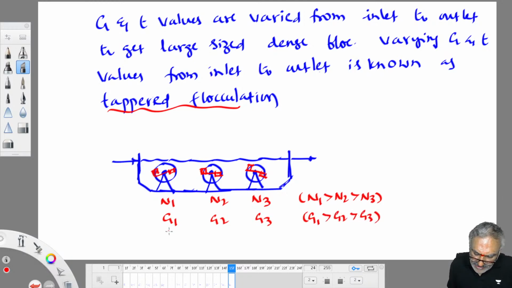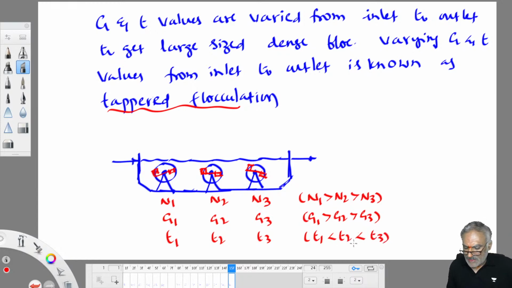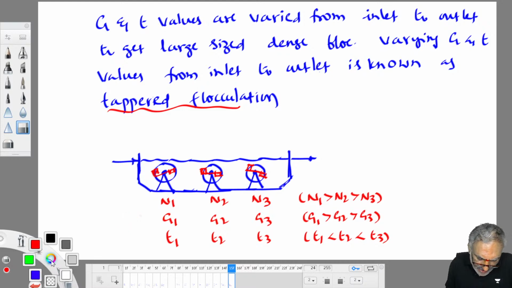So where G value increases, T value has to decrease to balance it. Here we provide T1, T2, T3, where T1 is less than T2, T2 is less than T3. So G and T value varying like this is called tapered flocculation. So high G value we provide. G value ranges from high to low. T value changes from low to high. So as G value increases, T value has to decrease to balance it.